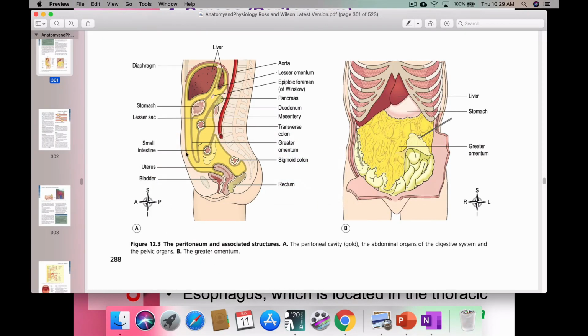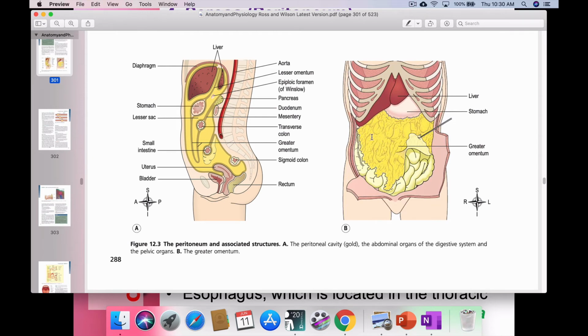you can see here the yellow colored spot. This bag is present in the abdominal cavity. Inside this bag the intestines, liver, everything is present. So this membrane is called the peritoneal membrane, which creates a sac-like structure. Sac means a bag-like structure. Inside this bag all the intestine is placed.